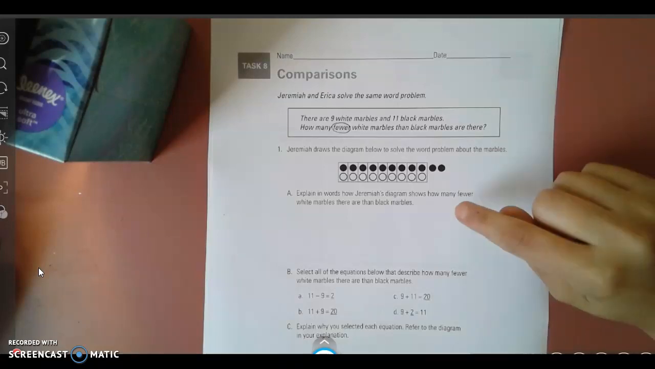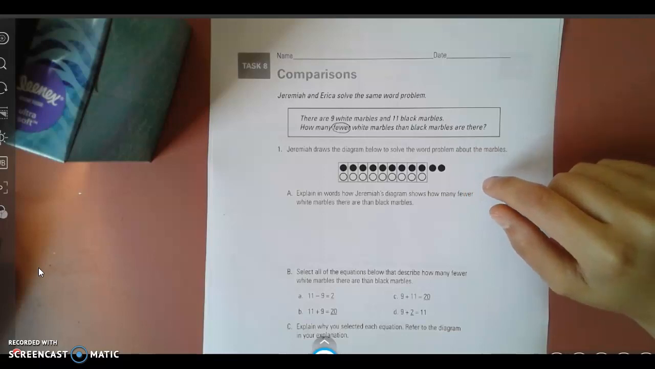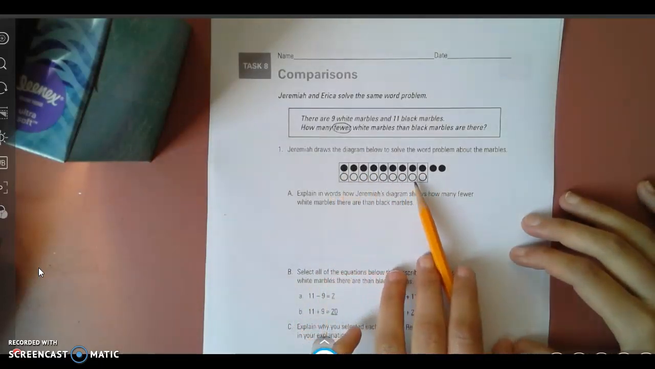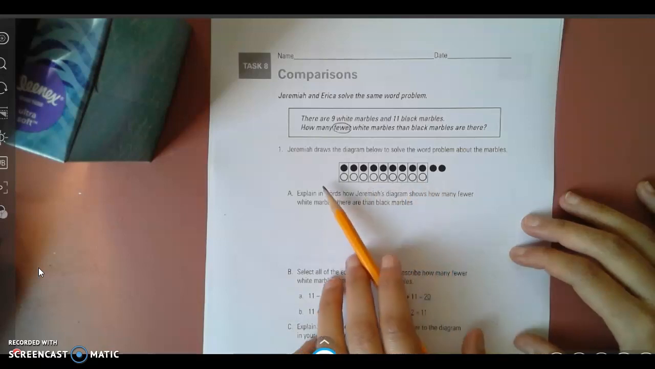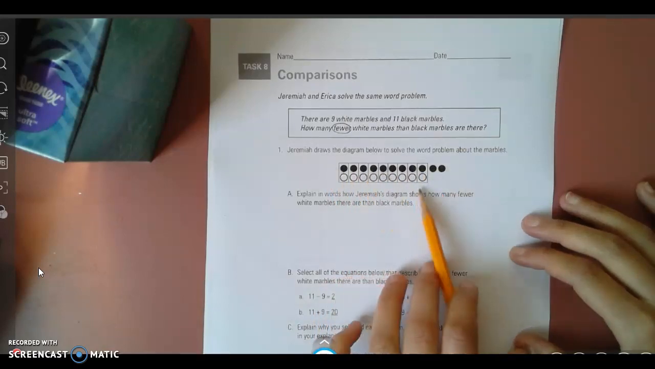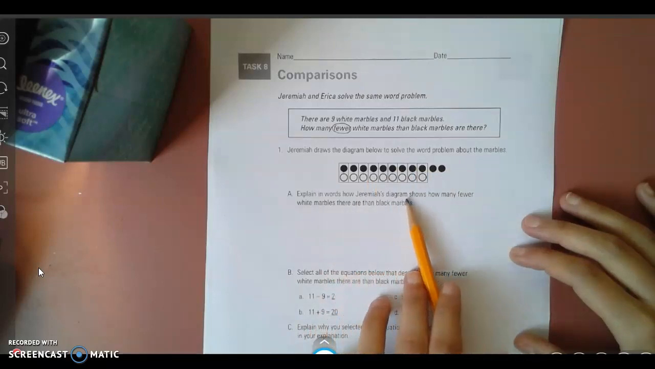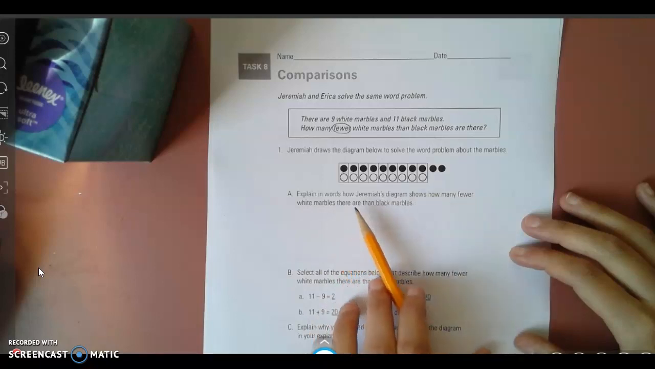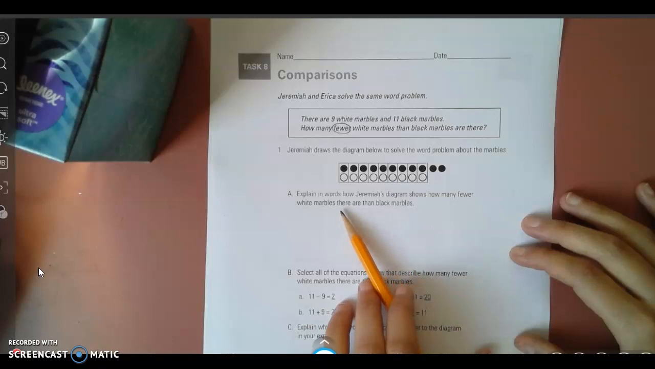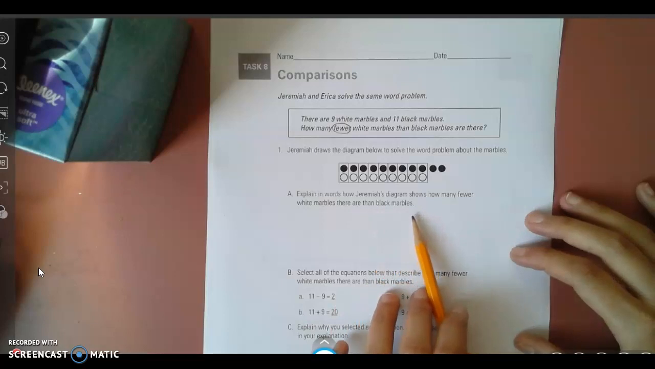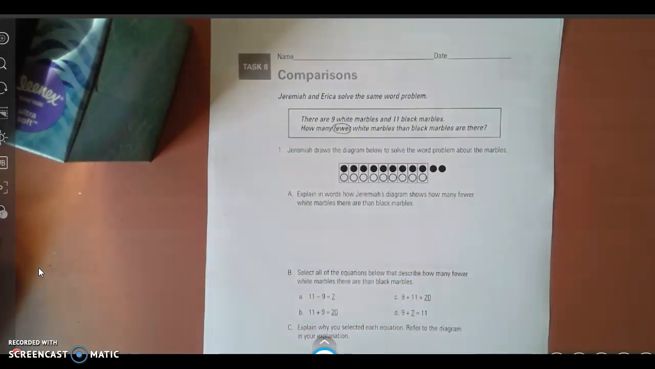And so let's go to number 1. Jeremiah draws the diagram below to solve the word problem about the marbles. So you can see he's drawn the black marbles on the top and the white marbles on the bottom. So I want you to notice how exactly Jeremiah drew this diagram. And it says here, explain in words how Jeremiah's diagram shows how many fewer white marbles there are than black marbles. So let's think for a minute, and you can tell me, how would you describe Jeremiah's diagram?